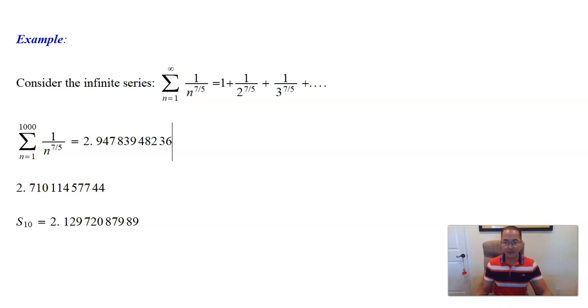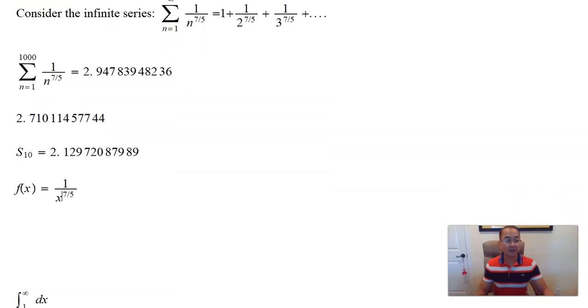the theorem says that this series converges if and only if the improper integral, which involves the parent function of this series, converges. So in our case, our function is going to be this term, except instead of n, we replace n with x. Okay, so it's just 1 over x to the power 7/5. And we are going to compute an improper integral.